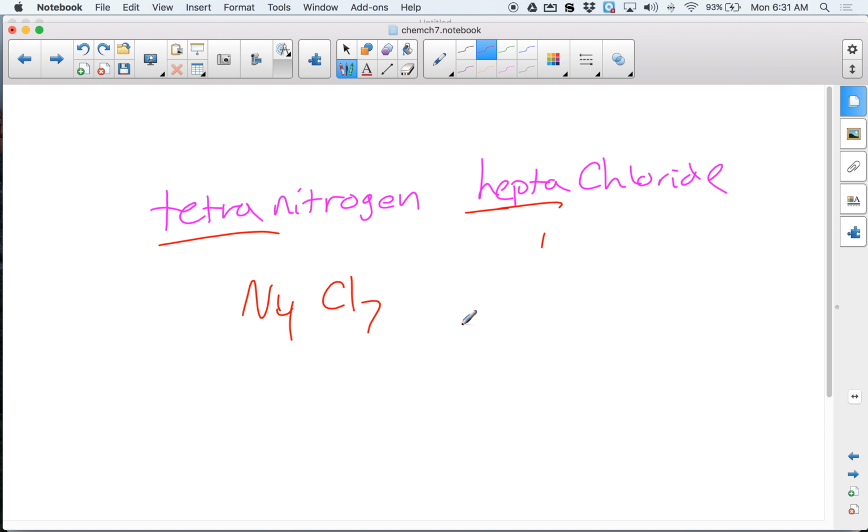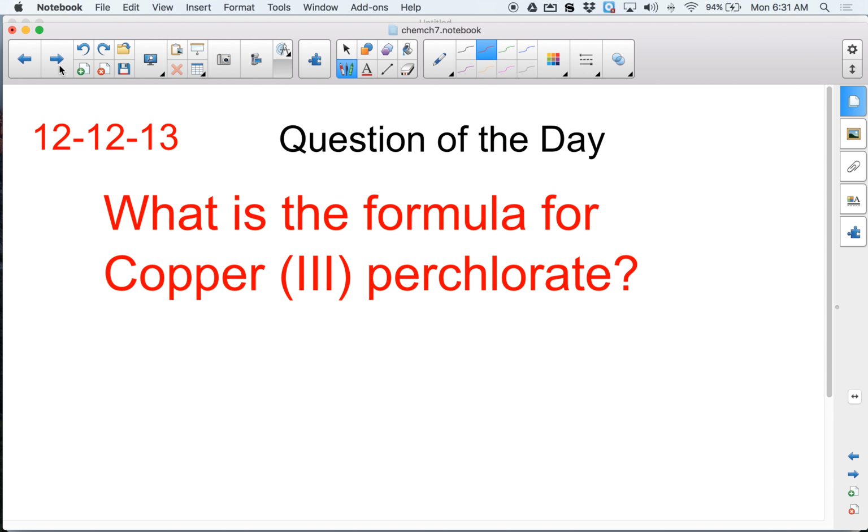Good luck. If you have any questions, come see me in the morning. I would assume these covalent molecules should be fairly simple. If you're struggling with any of the ionic ones, the ionic naming, come see me. We'll figure it out. All right, let's find your question of the day. Ignore the date there, I didn't change that. But what is the formula for copper 3 perchlorate? Let's write that down for your question of the day, and I will see you tomorrow.